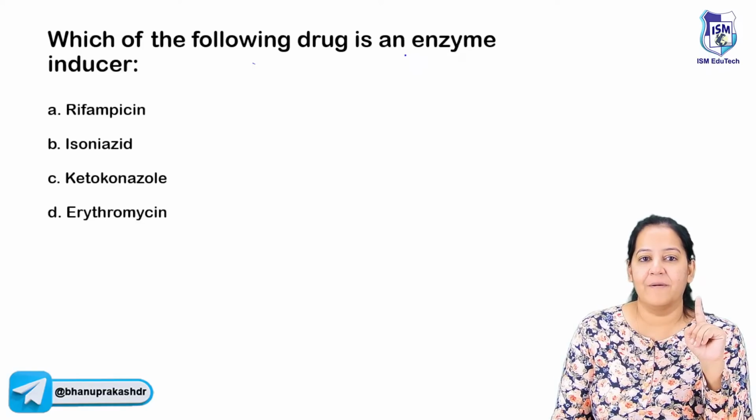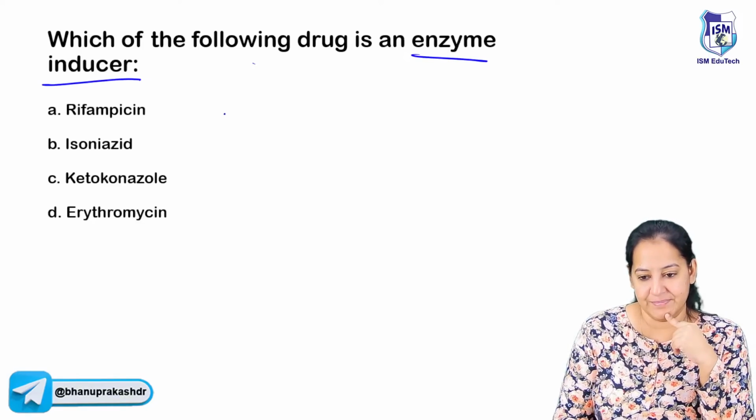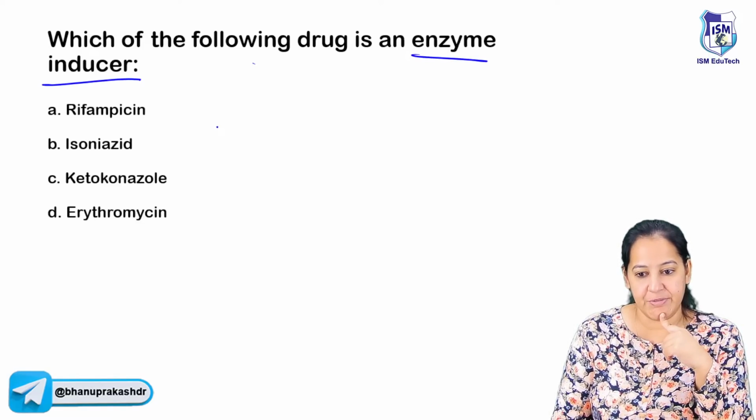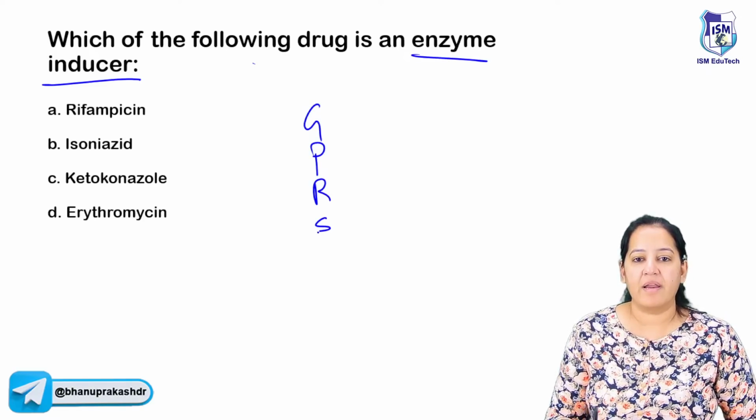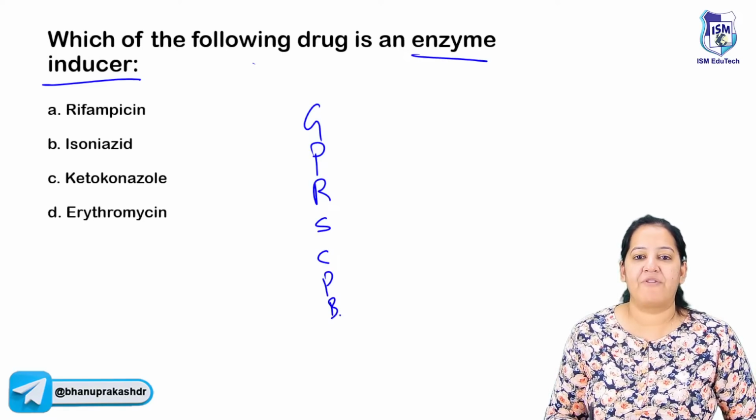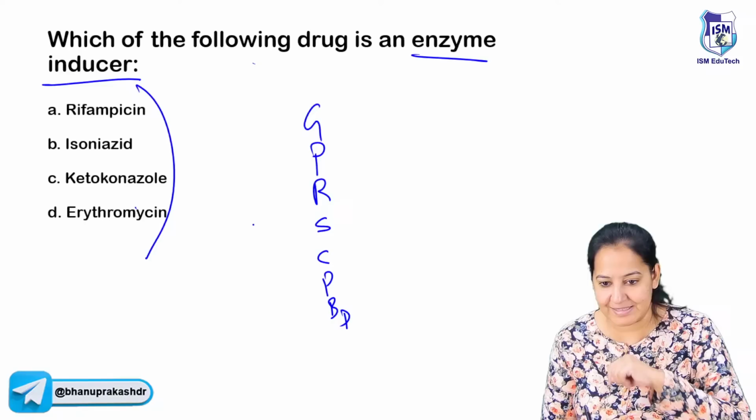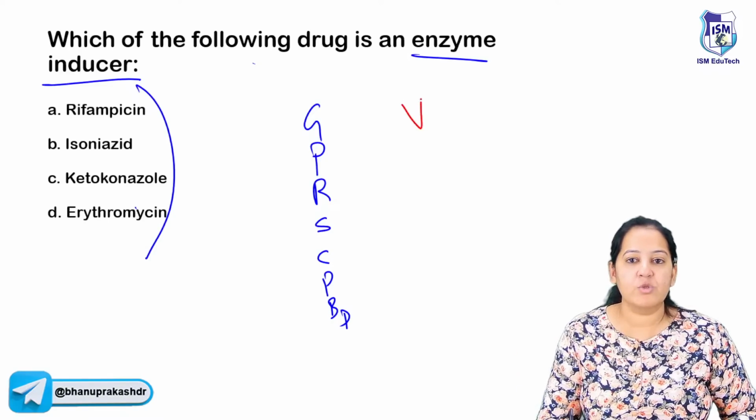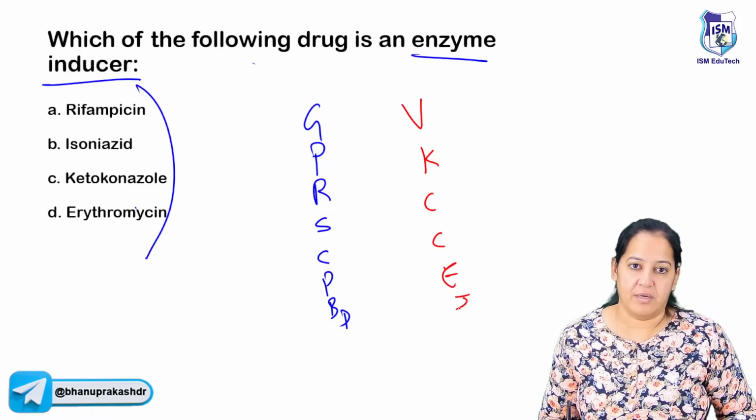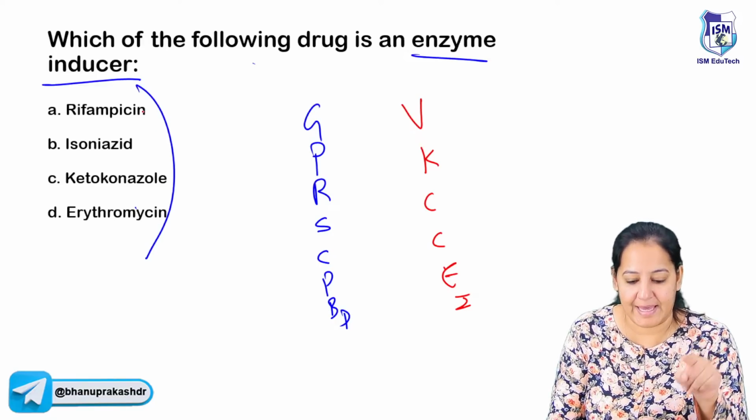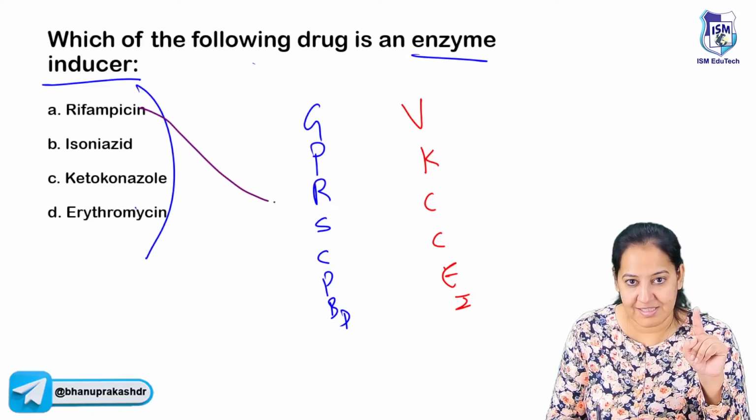Which of the following drugs is an enzyme inducer? What is the list of enzyme inducers, people? GPRS, cell, phone, battery dead. So among these, which is coming in this mnemonic? What is the other mnemonic? The other mnemonic is vitamin K cannot cause enzyme inhibition. So C, rifampicin? Yes. So the answer is rifampicin. Rifampicin is coming in this list.